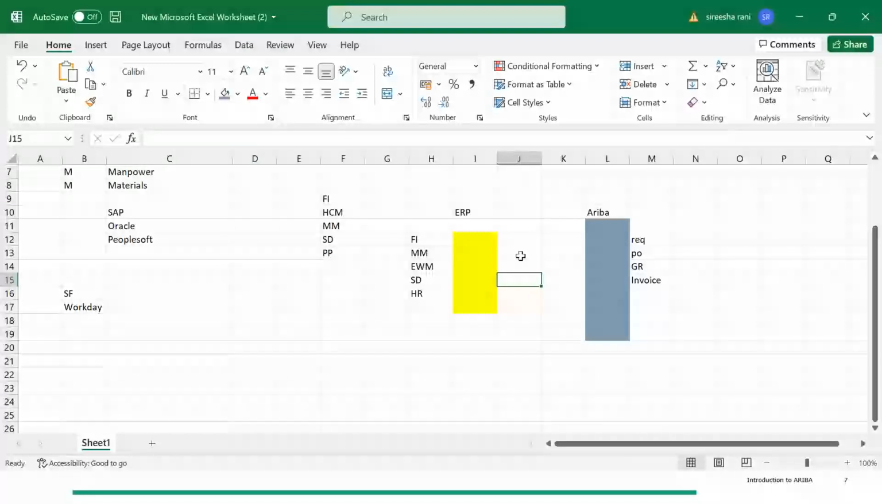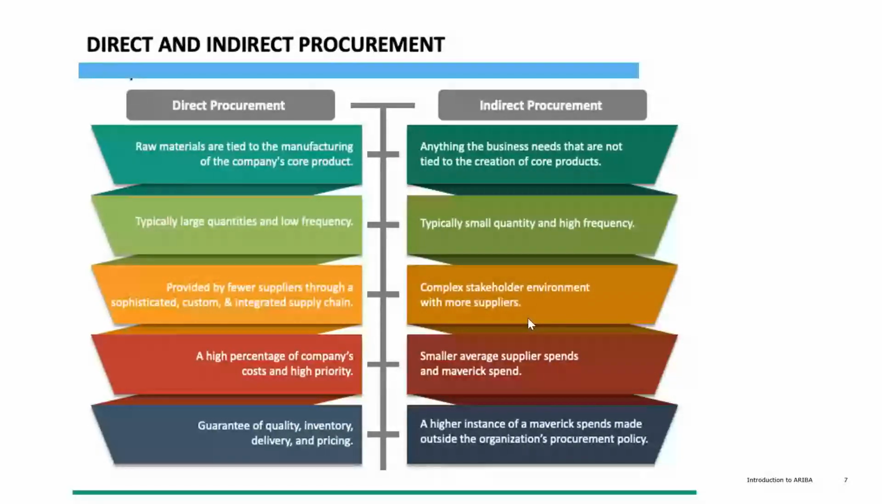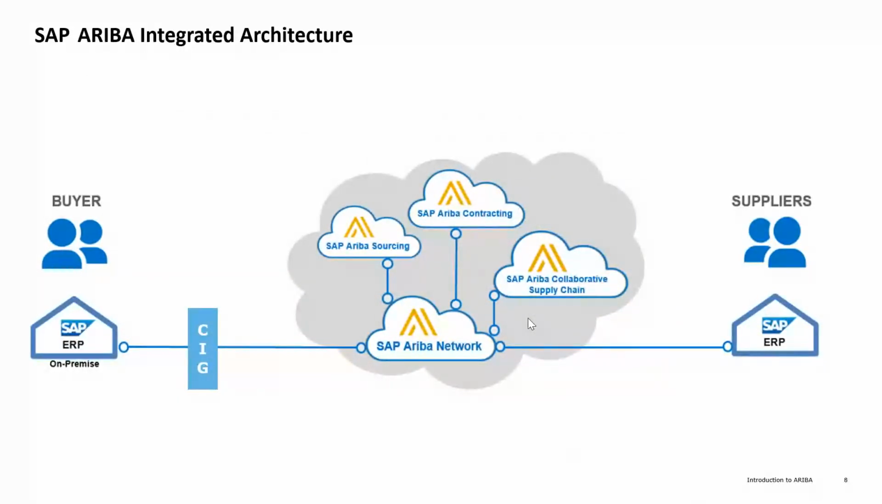The only thing is the communication. Whatever documents you are creating, the communication will be sent through your Ariba Network to the supplier. This is your supply chain collaboration. In the case of direct procurement, we call it supply chain collaboration. So don't get worried, it's a demo session. I'm just trying to make you understand as much as possible what Ariba is and what Ariba's capabilities are.